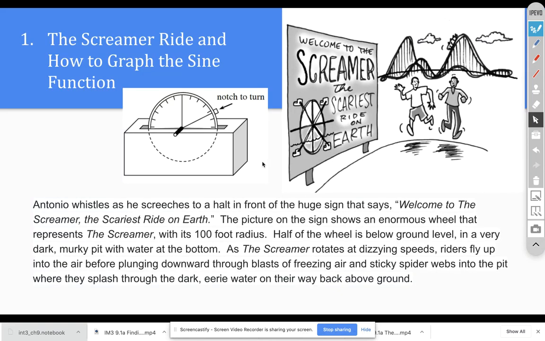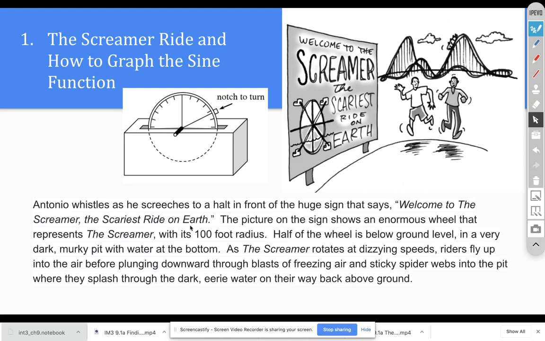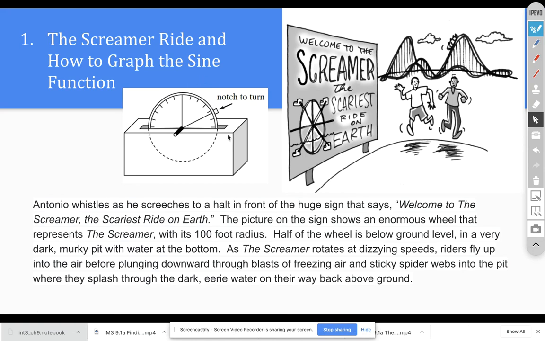The CPM book starts with the screamer ride. The screamer ride is supposedly the scariest ride on earth. It's basically a Ferris wheel. If we read about Antonio and his friends, they enter the ride and half the wheel is below ground. It's very dark with muddy waters below, so it's pretty scary underneath. The top part is above ground and the bottom is below ground.